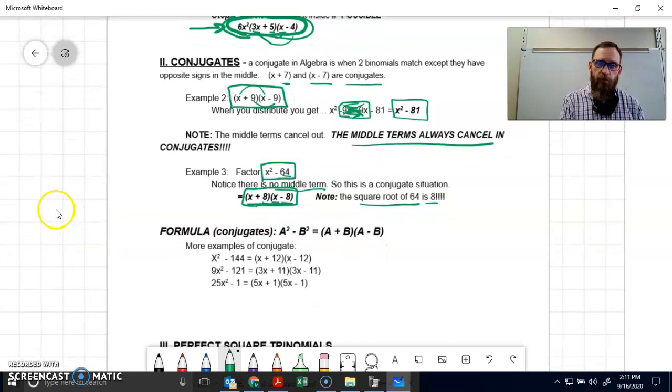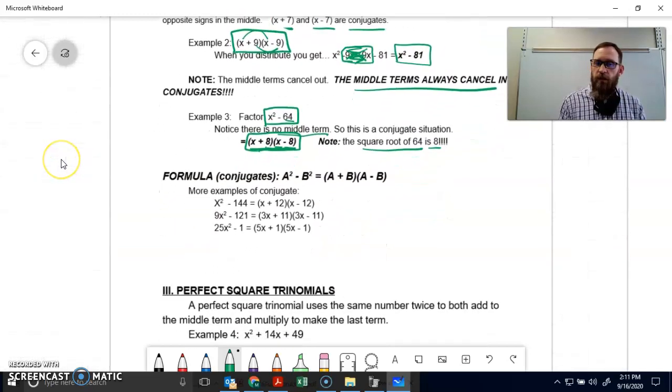So we do have a formula to summarize the conjugate rule, that if I have 2 things being subtracted, they have to be subtracted. If that's a plus, it doesn't work. A squared minus b squared. The square root of those would give me the numbers for the conjugates. A plus b, a minus b. A couple more examples just to demonstrate this formula.